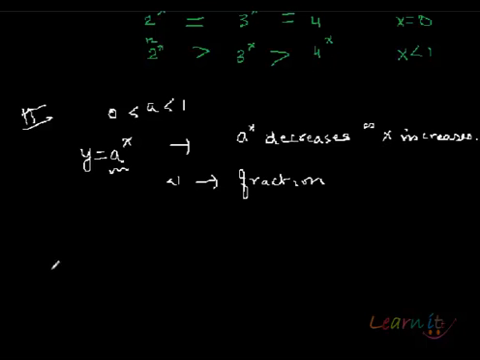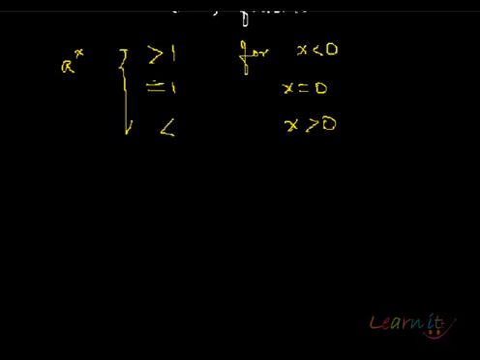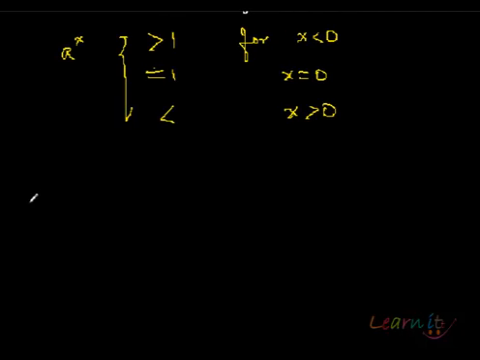When a is a fraction between 0 and 1, then a to the power x clearly will be greater than 1 when x is less than 0. Of course, when x equals 0, it's going to be equal to 1, as usual. Anything to the power 0 is 1. And it will be less than 1 when x is greater than 0. Okay, so that's how it's going to be.